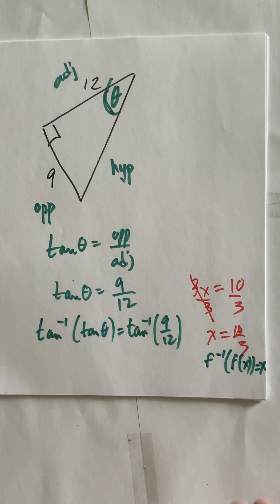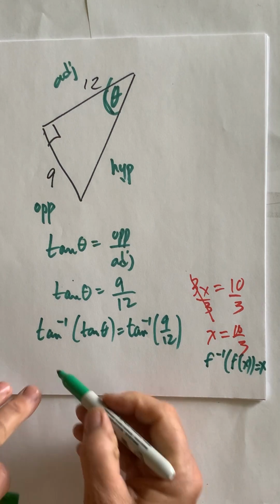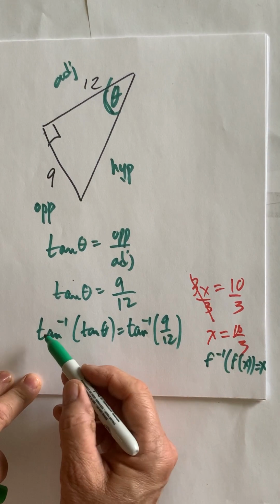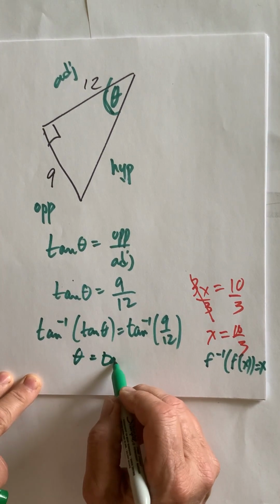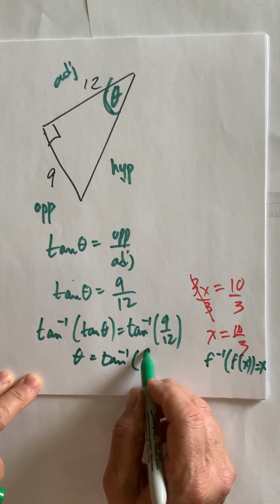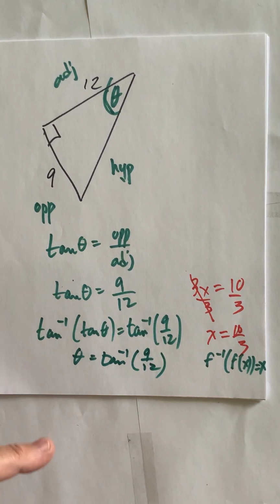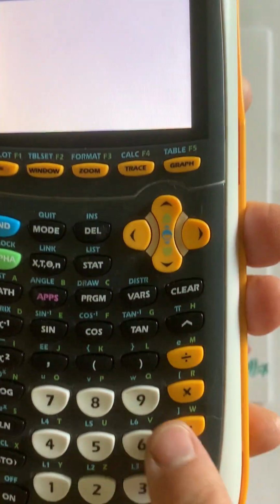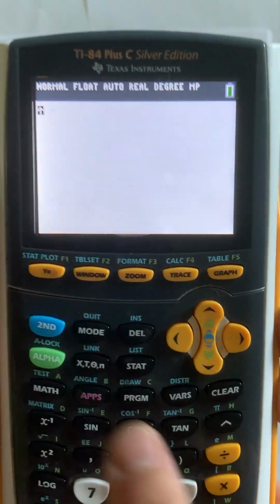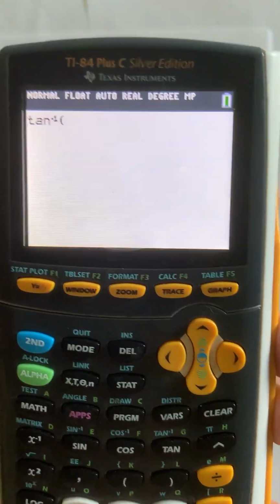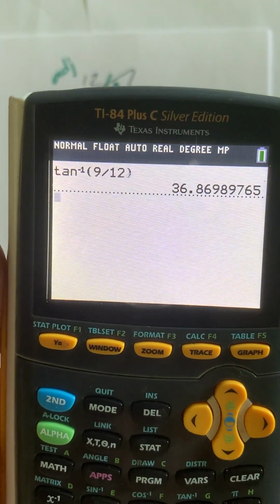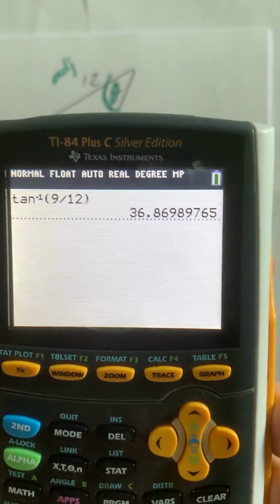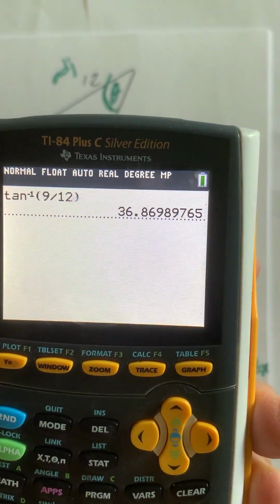So now in the calculator, we're going to put this in. These two cancel each other out, and you're saying theta is equal to the inverse tangent of 9 over 12. And that'll give you your angle in degrees because we're in degree mode. So here you want to go to inverse tangent. You go second tangent, 9 divided by 12. And it's 36, depending on what accuracy you want. Let's say 36.9 degrees.